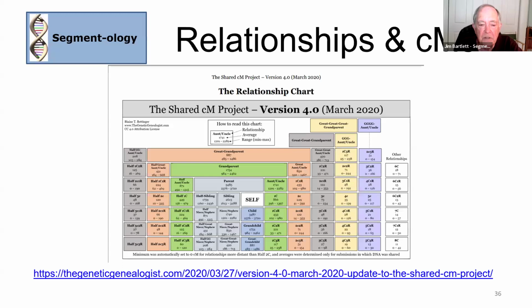So here, I hope y'all have seen this chart before. This is Blaine Bettinger's Shared cM Project. And actually he's coming out with version 5 soon, he says. So this will show you a third cousin is 73 average, but it could range from 0 to 234 centimorgans. And there are lots of other relationships in here that could be in that range. That could be 73 centimorgans. A lot of them.